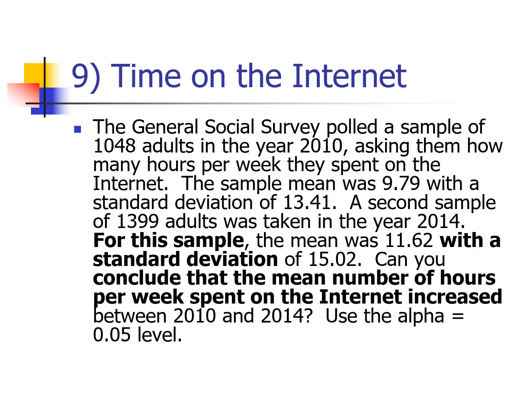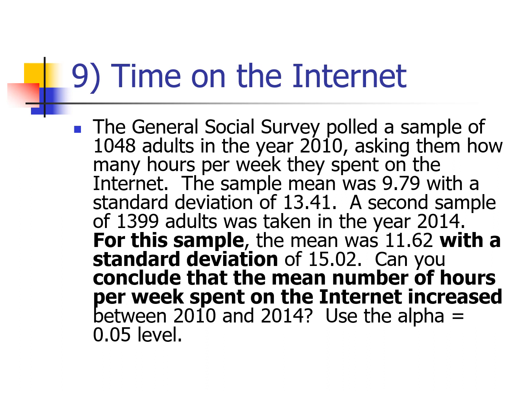All right, here's our word problem. It's amount of time spent on the internet. A general social survey poll back in 2010 took a sample of just a little over 1,000 adults and asked them how much time they spent on the internet. The sample mean was 9.79 hours per week with a standard deviation of 13.41.